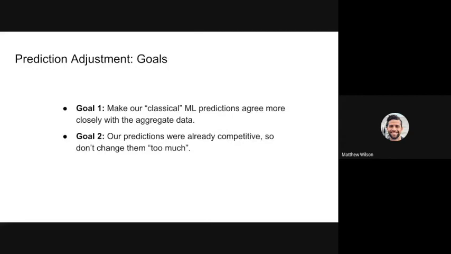So we thought about our prediction adjustment problem as two competing goals. The first goal is to make our classical ML predictions that Marco just described agree more closely with the aggregate data. The second goal we had was to not change our predictions too much because they were already competitive.